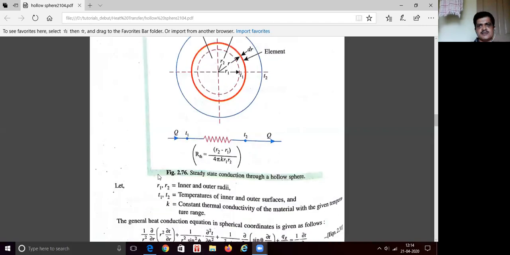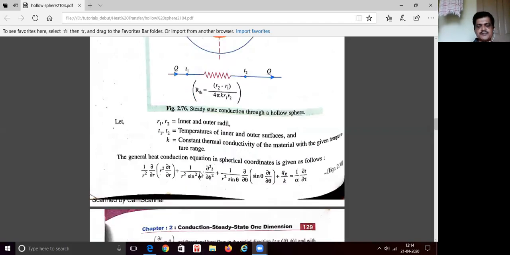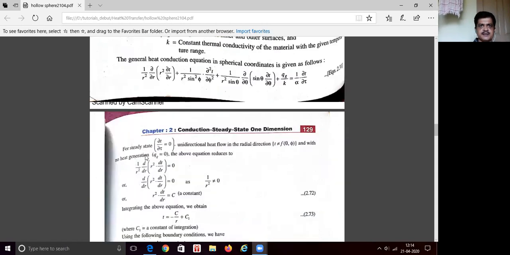See, this is the general equation in spherical form. There in the cylinder we have taken polar coordinates. Here we are taking spherical coordinates. Here we have to take only the first equation. All things will be 0 except 1 by r square, dou by dou r of r square dou T by dou r. The remaining things, phi and theta direction, there is no heat movement. We are taking flow of heat only in the radial direction. So therefore that is 1 by r square d by dr.